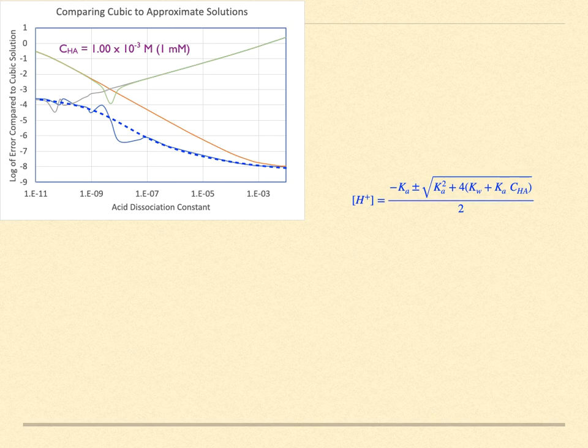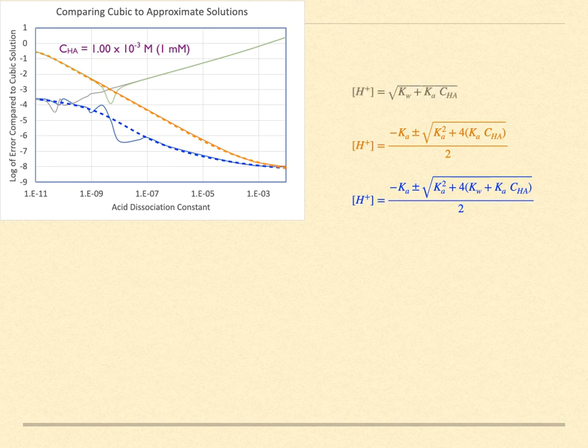The other quadratic formula solution, the one leaving out the Kw, starts at the same place as the first quadratic formula solution, but leaving out the water does cause its error to rise more quickly. However, even when you reach Ka equal to 10 to the minus 8, the error is still in the parts per thousand range, still quite acceptable. But at still lower values of Ka, the approximations begin to fail poorly. But for a considerable range of values, it performs admirably.